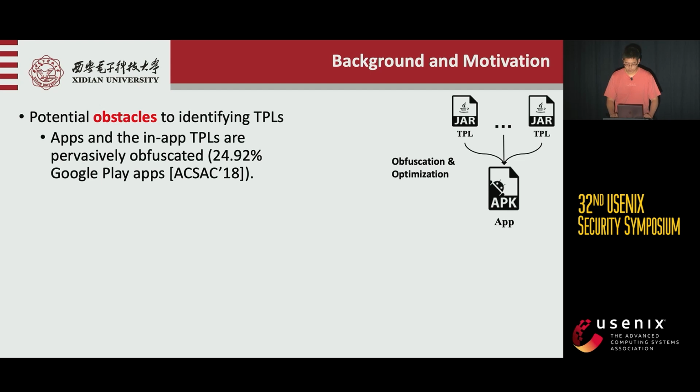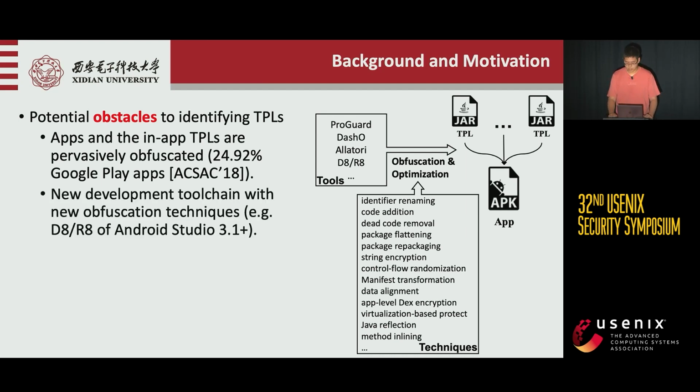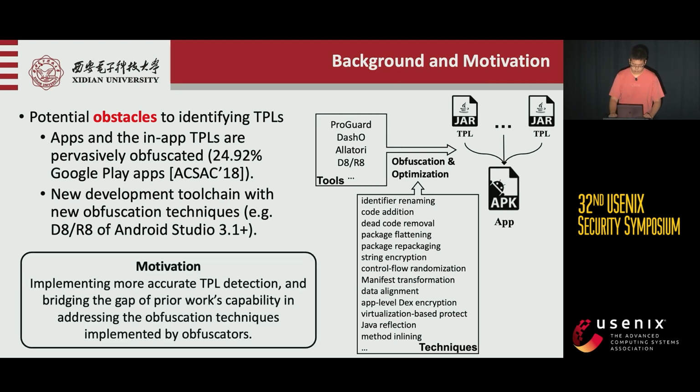However, there are difficulties in identifying TPLs in the app. A study has shown that about 1/4 of Google Play apps are obfuscated. Actually, the TPLs can be obfuscated with many different obfuscation techniques and many obfuscators. Things become more difficult when the new compiler D8 and obfuscator R8 are used in the new development toolchain. So our motivation is to implement a more accurate TPL detection approach that better addresses the obfuscation techniques implemented by these obfuscators.